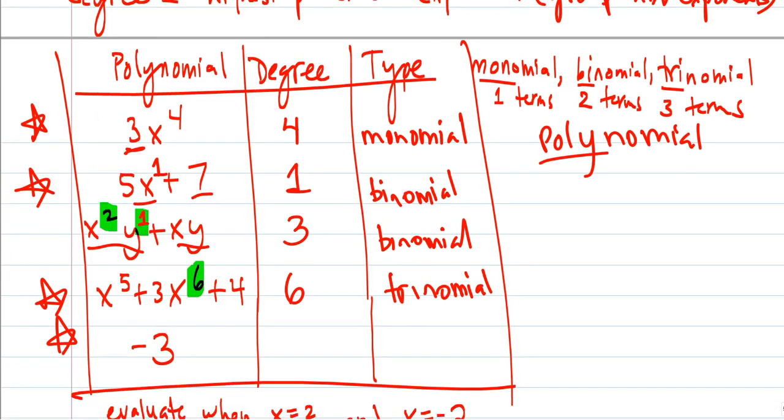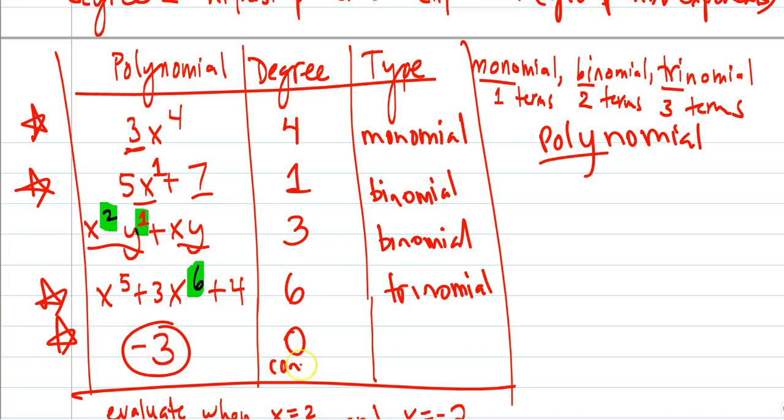This one we kind of alluded to, -3. What is the highest power? Not of the number, right? That's our coefficient. The coefficient's -3. That's the coefficient, okay? What's the degree? What's the power of x? What's the power of the variable? Well, there is none. So this would be a degree of 0.